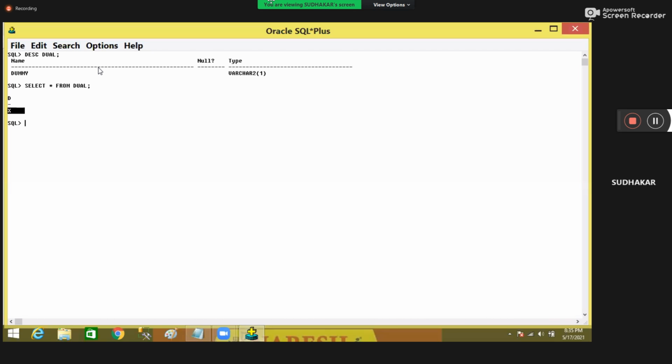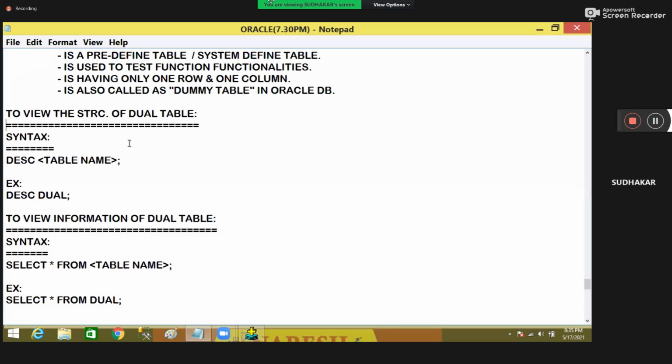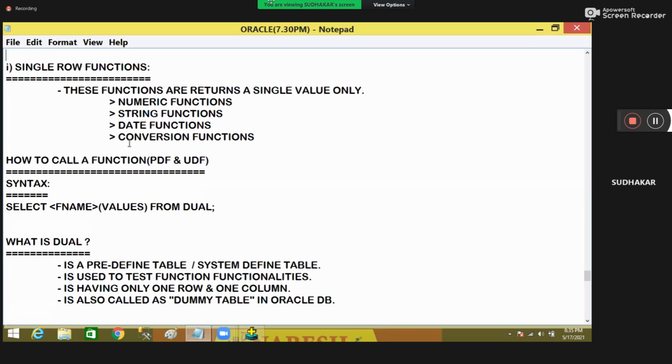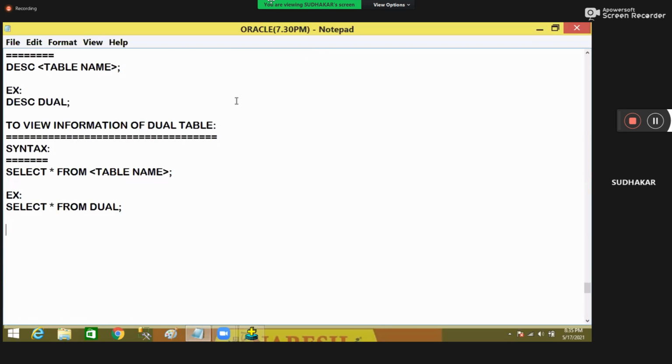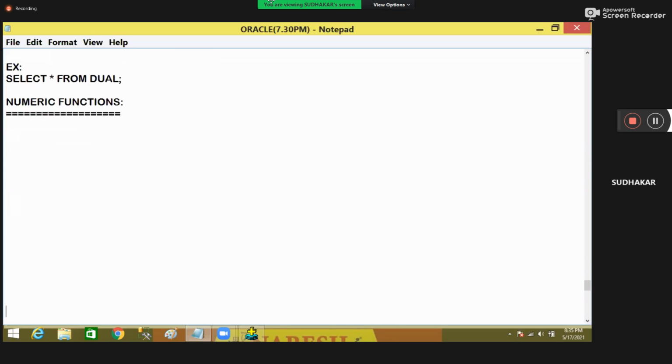So this is one table, guys. The dual table we use whenever we want to call a function. Let me see them one by one. These are predefined single-row functions. The first category is numeric functions. These are all fundamentals, and if you get this basic idea, it will help us in future classes. First we will discuss numeric functions.